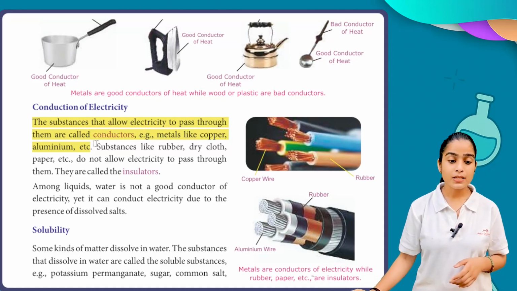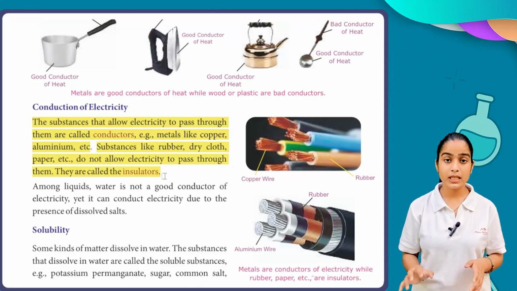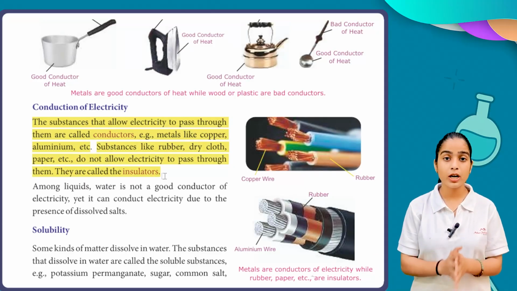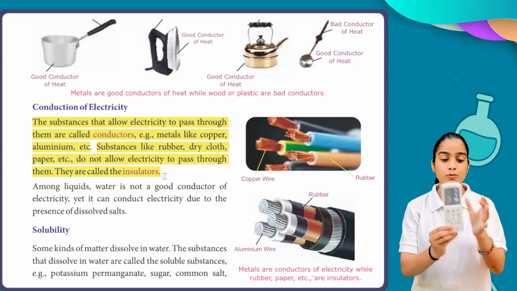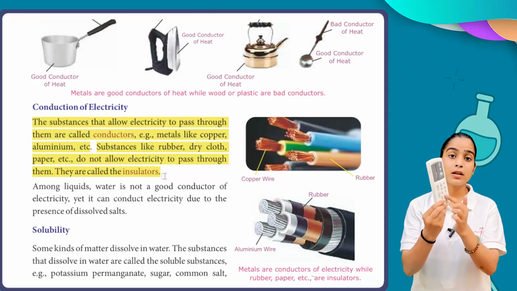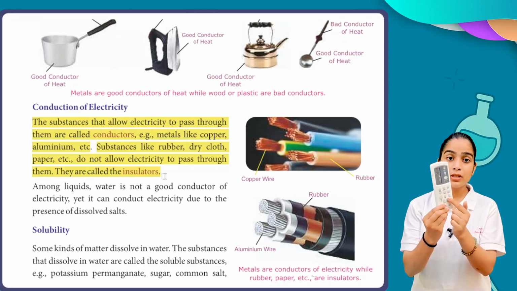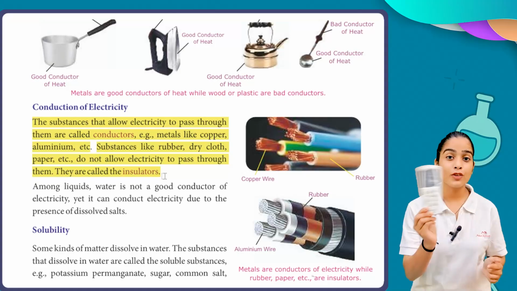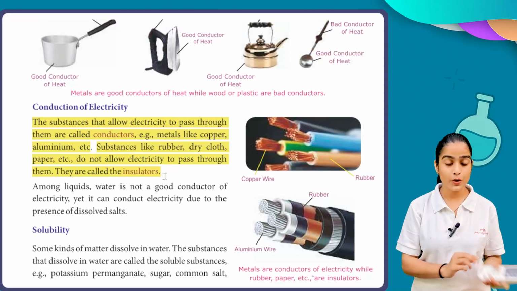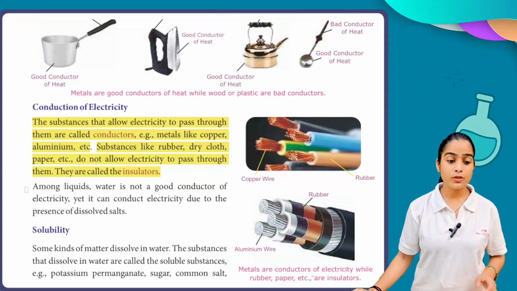Next we have substances like rubber, dry cloth, paper, etc. that do not allow electricity to pass through them. They are called insulators. Those materials which do not allow electricity to pass through them are referred to as insulators. That is why in an AC remote we have buttons made of rubber, because they are insulators, so when we touch them we do not feel any kind of current. And among liquids, water is not a good conductor.